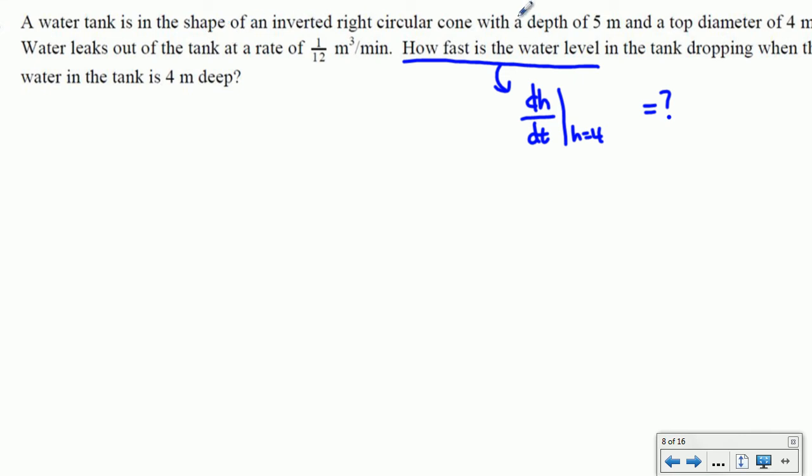What else do we know? So it's an inverted cone, depth of 5, top diameter of 4. We know water's leaking out at this rate, so dV dt is 1/12.